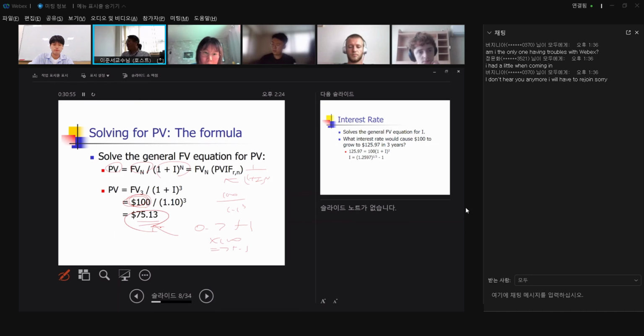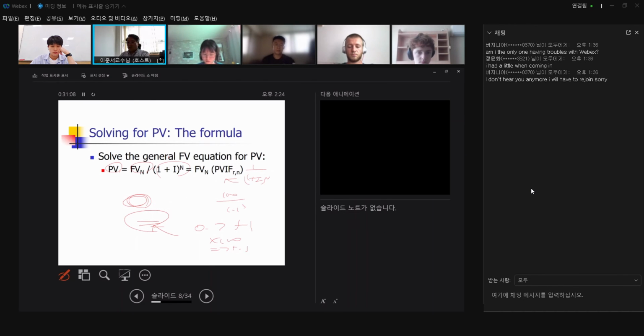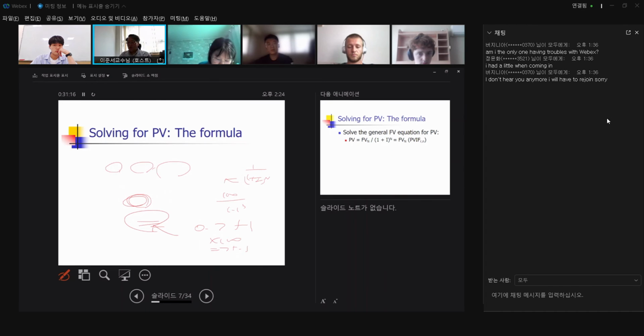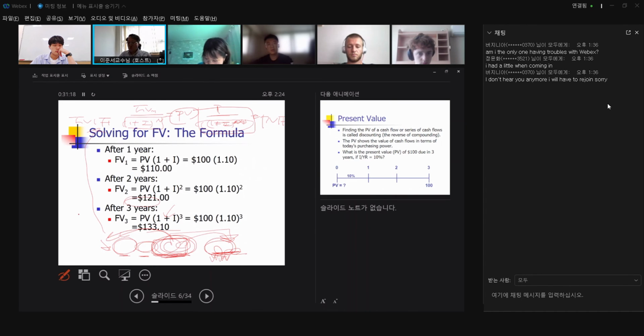It's easy, huh? So we may use the table. That's the way to solve the present value. And if you know, see, present value and future value are in this equation. You can use just one equation. This equation, right? This equation.